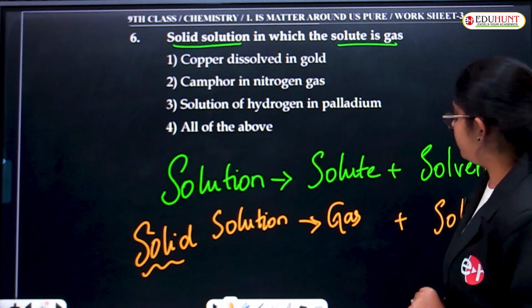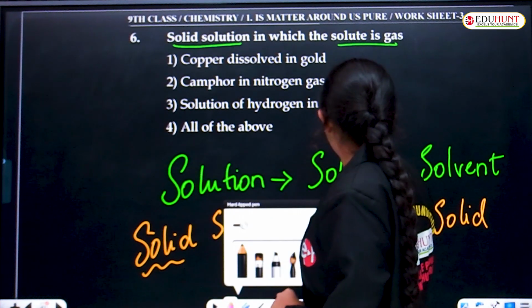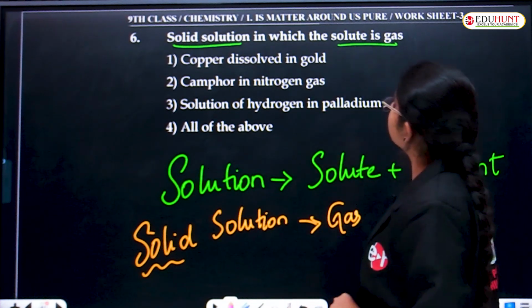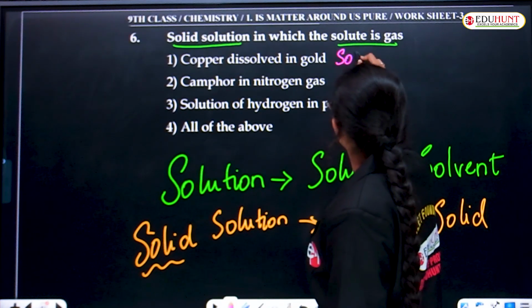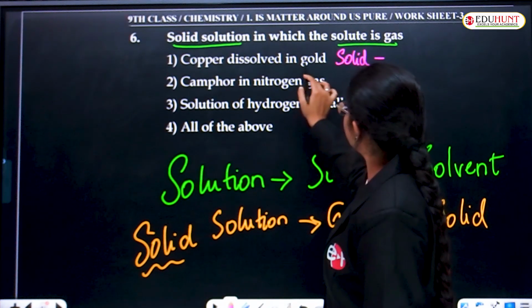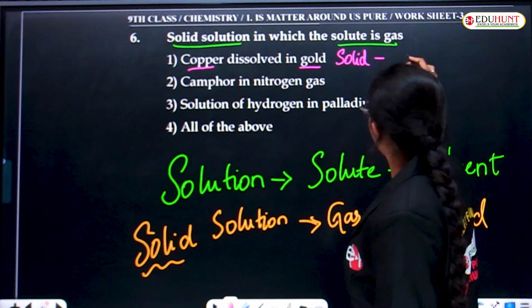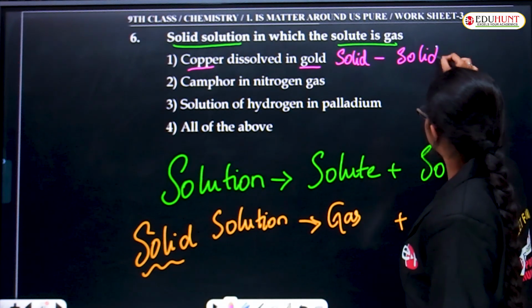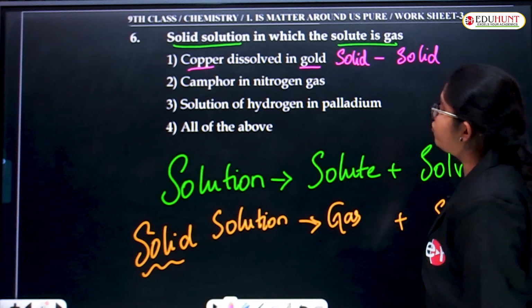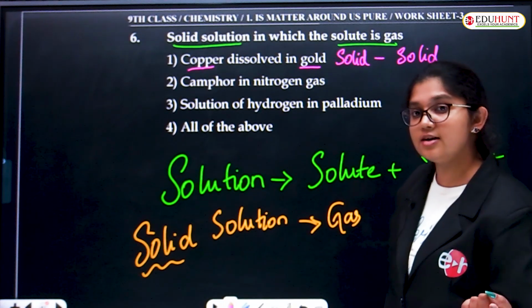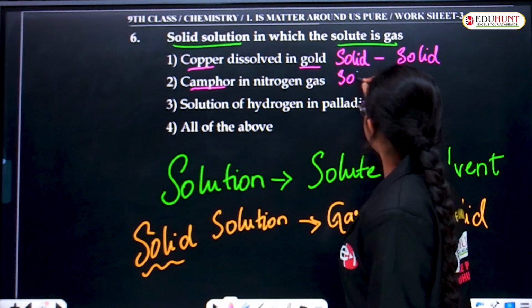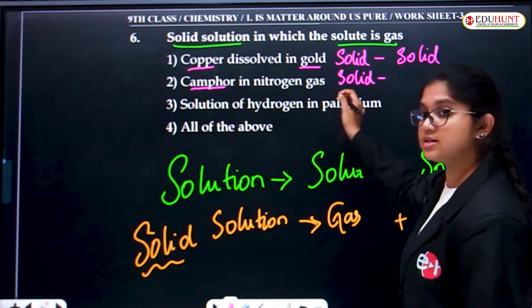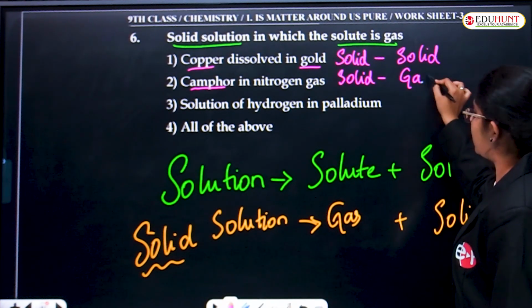Okay, now here we have option 1, copper dissolved in gold. Children, copper is a solid and gold is also solid. So solid in solid. No, not matching. Now camphor and nitrogen gas. Camphor is a solid. Camphor is also a solid and nitrogen is a gas. So solid and gas, no.